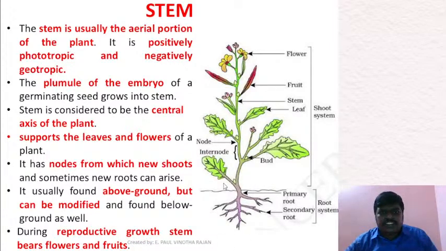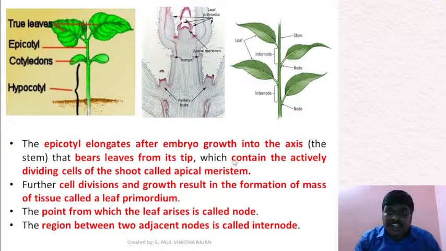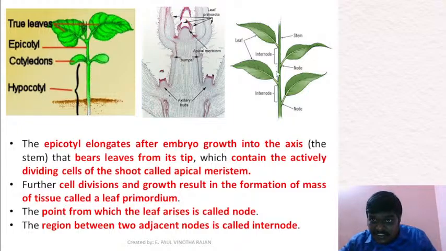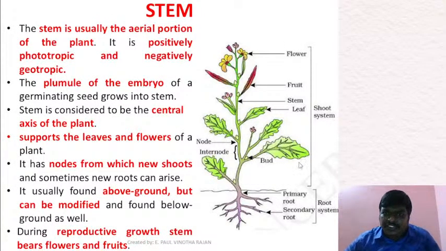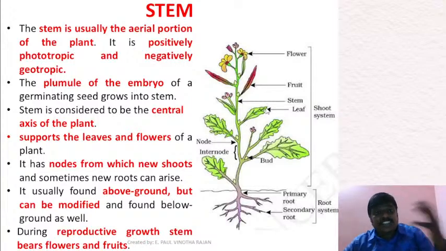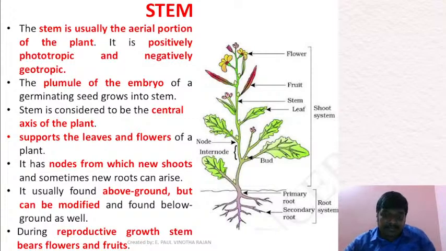The next point I'm going to explain is the central axis of the plant. You can see it here. This is the stem, the central axis of the plant, which we call the stem. And the stem has certain parts attached to it. What are the parts attached here? The buds, the flowers, the fruits, the leaves. All these structures are attached to the plant.